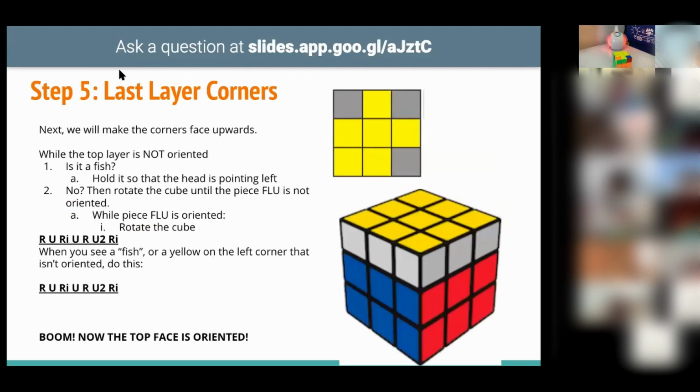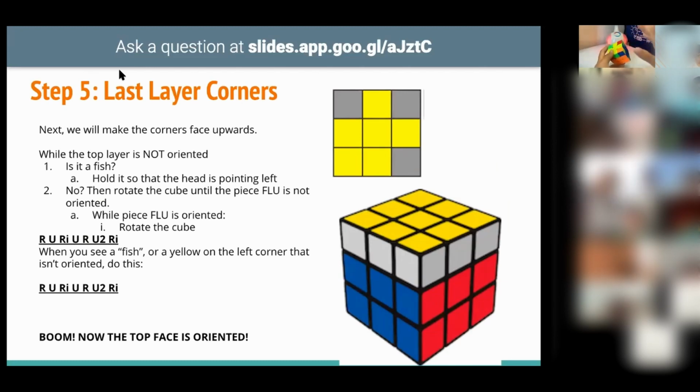The last step for orienting the yellow pieces is your last layer corners. The corners are very similar to the cross, except a lot simpler. Your goal is to ask first, is it a fish? That is a peculiar question, but it's going to make sense when you see what a fish actually is. When you look at this from the side, it sort of looks like a fish, right? Because it has a head here and a tail.